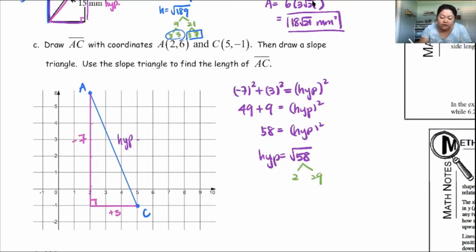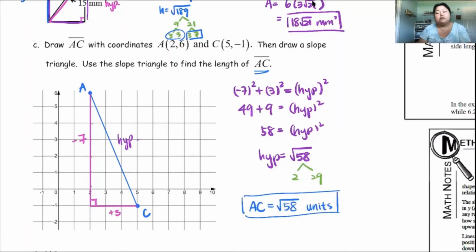So you need to finally answer your question to find the length of AC. The way we write that is just the letters AC, no bar. No bar means the distance. So AC has a length of root 58 units, because we don't know what the units are. It could be meters, it could be centimeters, it could be miles. So we just leave it as units.